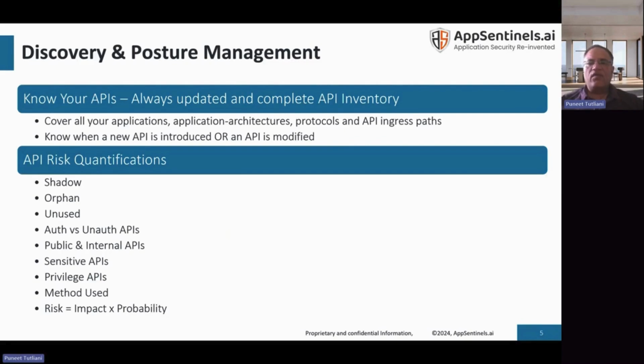Then if you think of APIs, every single API is unique, and hence you need to know what risk every single API adds to the organization, so that if you have 20 APIs to look after, you can go after the APIs which are higher risk to the organization. So from that perspective, there are different elements of risk quantifications that are applicable on APIs.